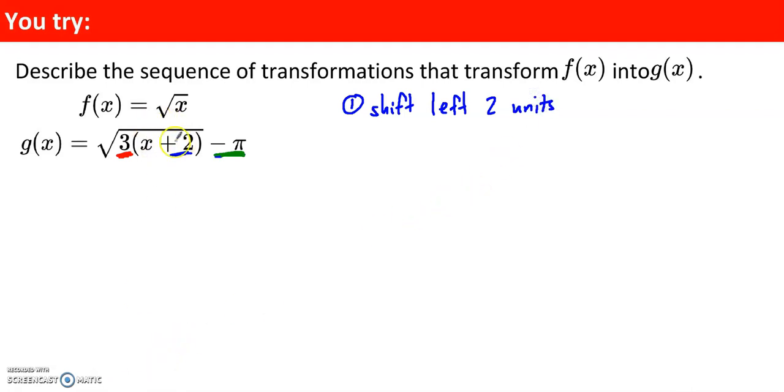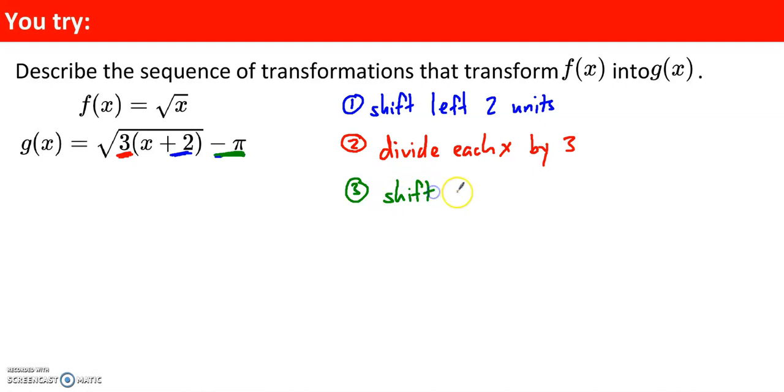Then once I add 2 to the number, I'll multiply the input to the function. The x, the input, not the square root, but the input, by 3. It's tricky. That divides each x by 3. It's a great example of that doing the opposite of what you might expect idea. And then the very last thing after we find the square root of that number is to subtract pi from it. So since it's happening to the function, this will shift us down pi units.